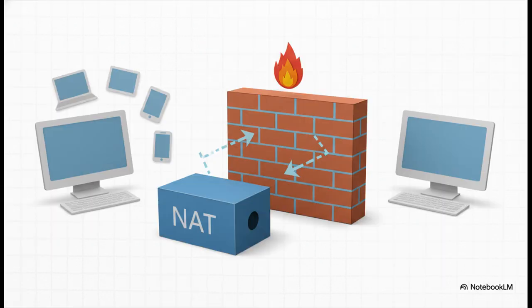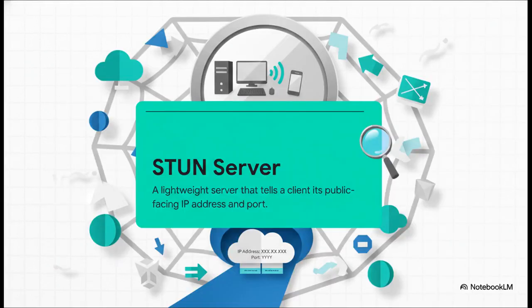These barriers are called Network Address Translation, or NAT, and firewalls. NAT was originally invented to help conserve IP addresses, but it has this major side effect. It hides your device's true address from the public internet, and that makes it incredibly difficult for another user's computer to find yours directly. So to get around this, WebRTC uses this clever little tool called a STUN server. The best way to think about it is like a digital mirror. Your computer asks the STUN server, hey, what do I look like to the rest of the internet? And the STUN server simply replies with your public IP address and port. It helps you see yourself from the outside.